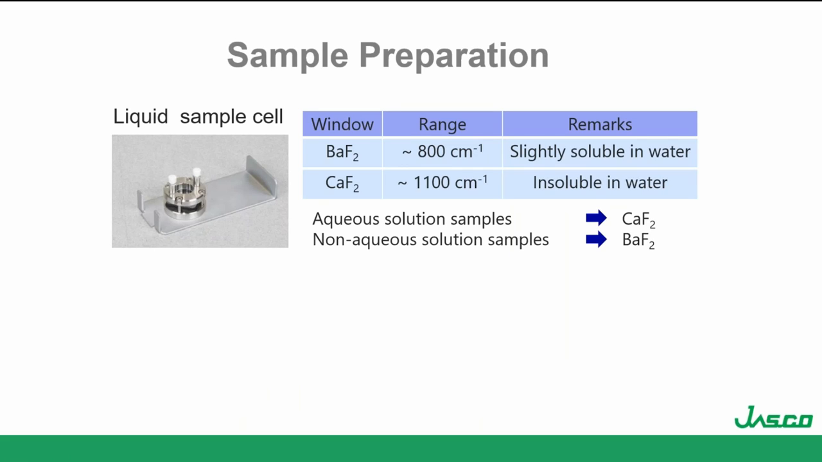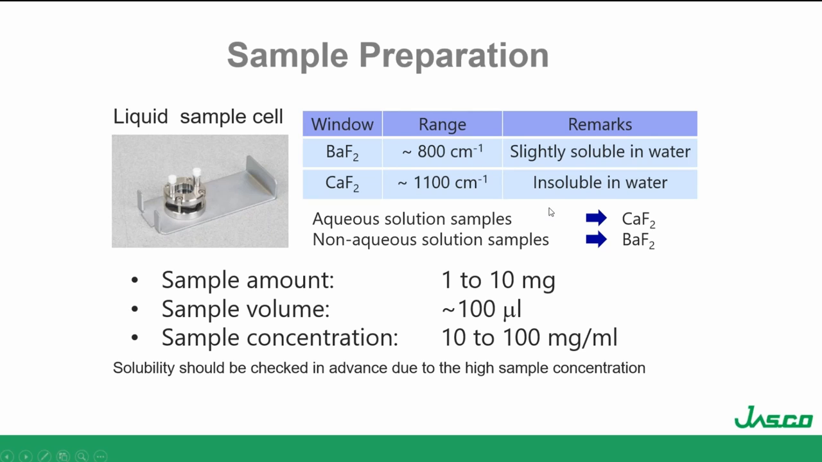So I would like to go to the sample preparation, or the different parameters that you should keep in mind when doing a measurement of VCD. We have a liquid sample cell. This is the common cell that is used for FTIR transmission measurements. These cells have two windows that are going to be either barium fluoride or calcium fluoride, and you are going to select these windows based on the range. This is the wave number cutoff for barium fluoride and calcium fluoride, and they are either soluble in water or insoluble.